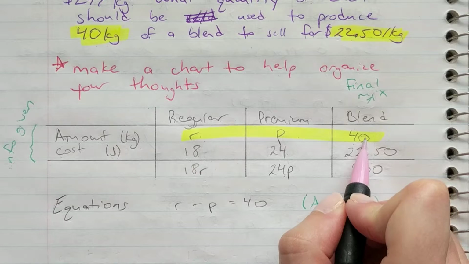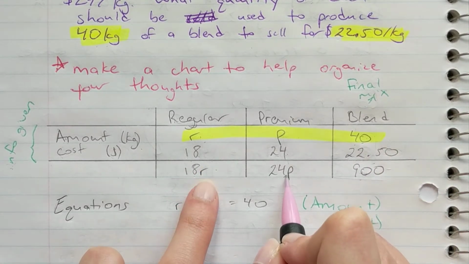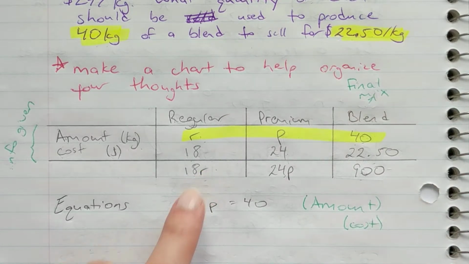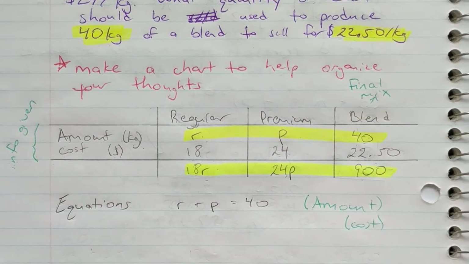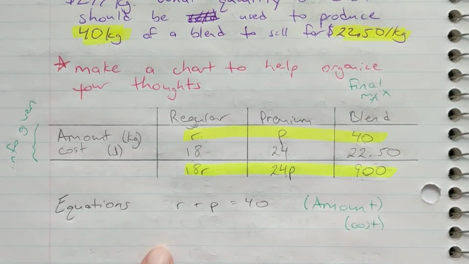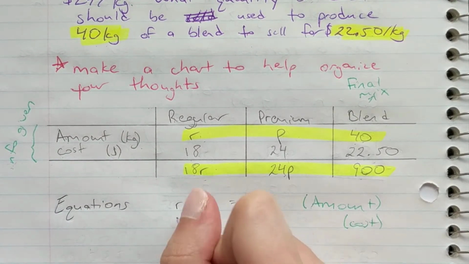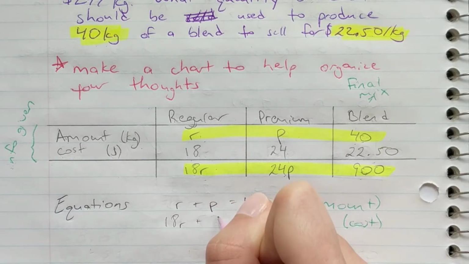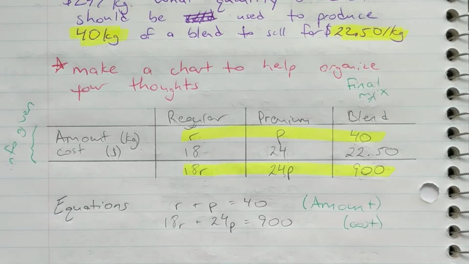Okay, so a 40 kilogram bag of this blended coffee is $900, and there's some amount of either regular and premium in there. And so now we can go ahead and we can have our second equation down at the bottom here. So our second equation is the cost equation. It's the second factor that we have. We're going to do 18r plus 24p is equal to 900. Two variables, two equations. We now have a full system of equations, and so we can go ahead and solve.